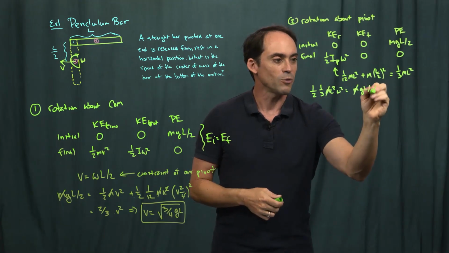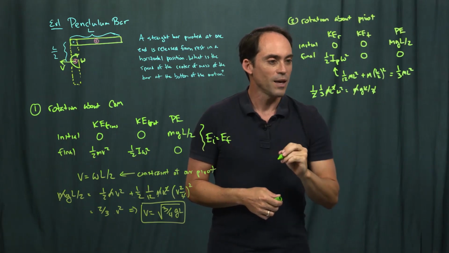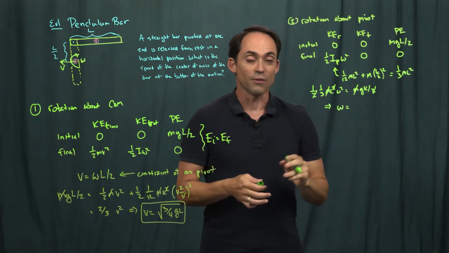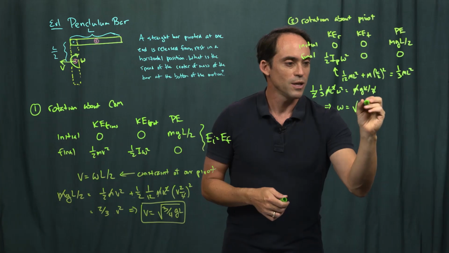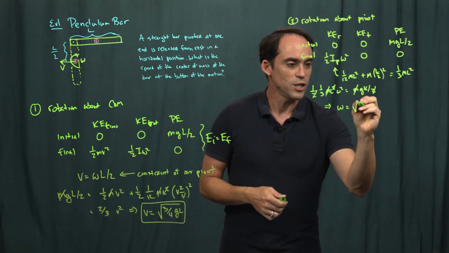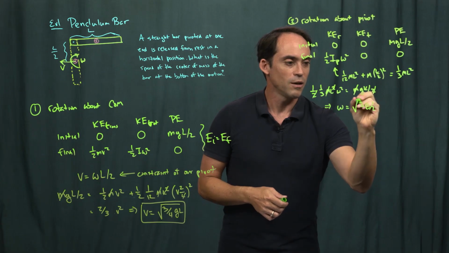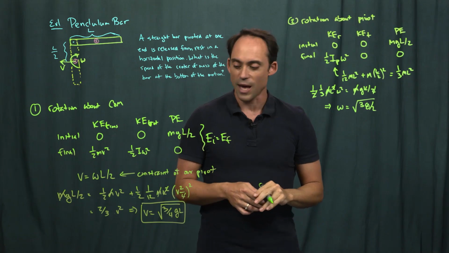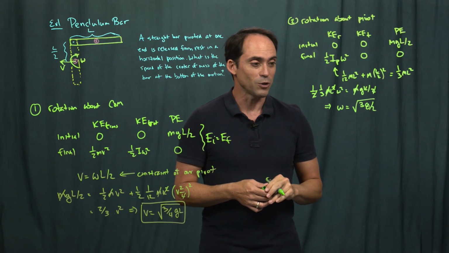In fact, so do our 1/2s and one of our L's. And we derive that the rotation rate of the object is going to be equal to the square root of 3g over L. Now that's a slightly different quantity than we had for our velocity, and of course it's a different physical quantity, so it's going to have different units.